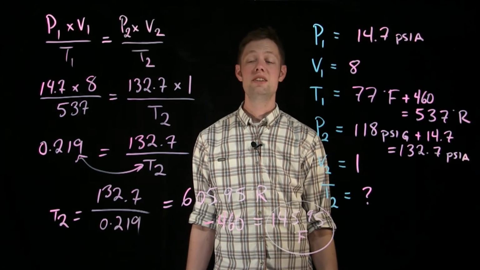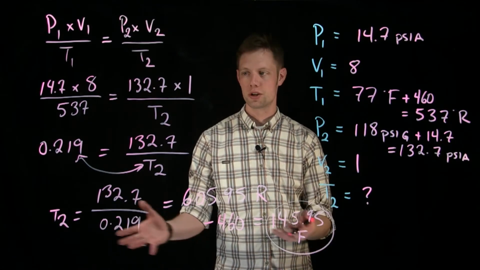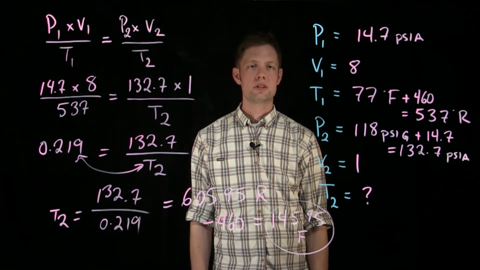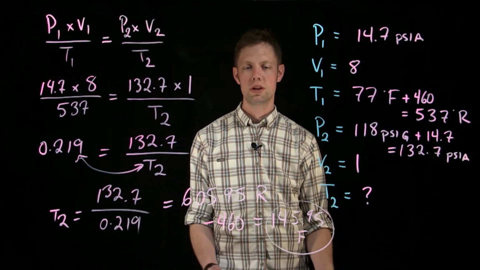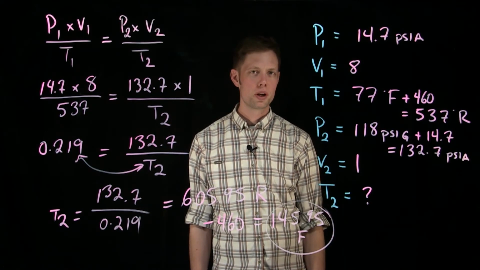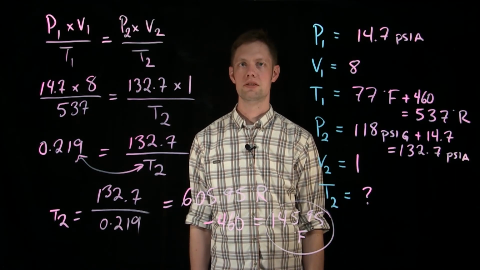Now this is an ideal gas law. If you were to actually build a compressor that would put out these kind of numbers in this situation, it wouldn't put out quite the same because this is the ideal gas law.